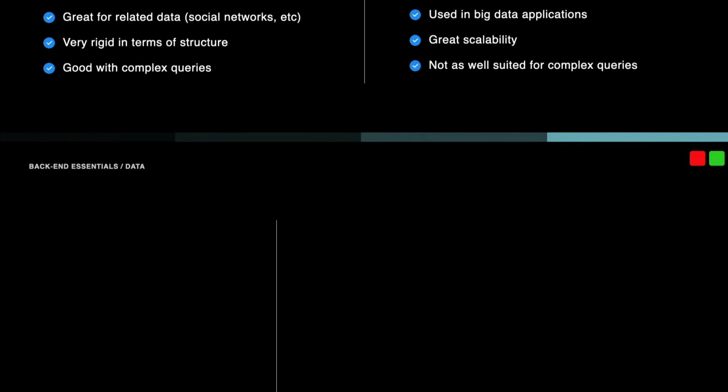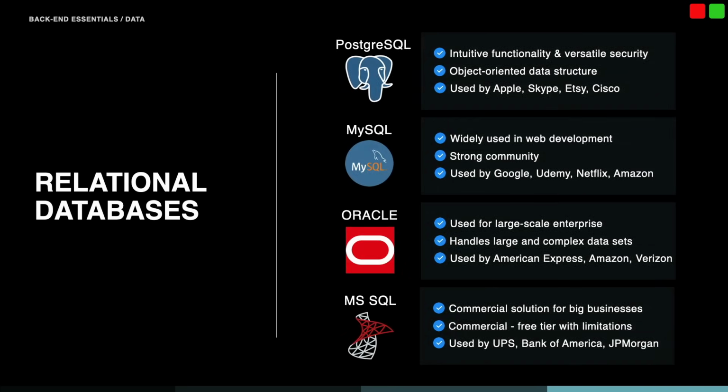All right, so now we're going to get into the actual database management systems, or DBMSs. So we're going to start with the relational ones, and then we'll move to NoSQL, and then we'll also look at some other types as well, cloud databases, file-based, etc.